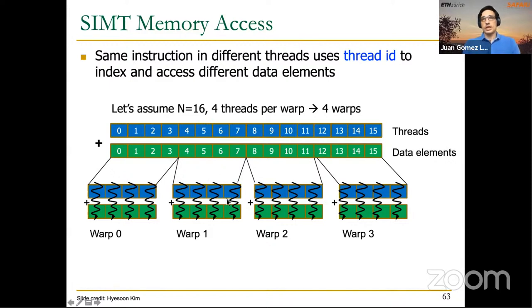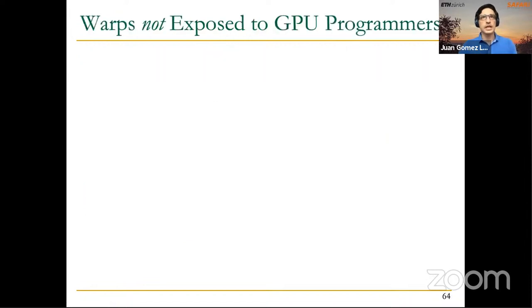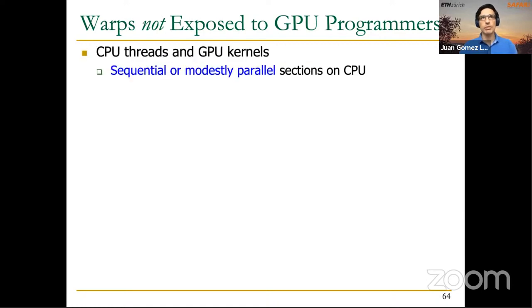The thing is, at some point, I may want these 4 threads to run more or less together, or more or less at the same time, for the specific needs of my program. And this is always 4 in this example, or 32 in real world GPUs. So what the programming model does is hiding the concept of warps from the programmer. These warps are not really exposed to the GPU programmers.